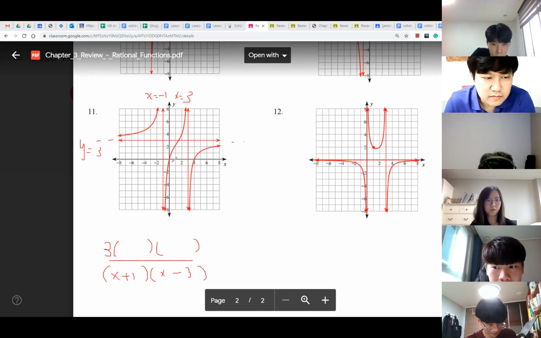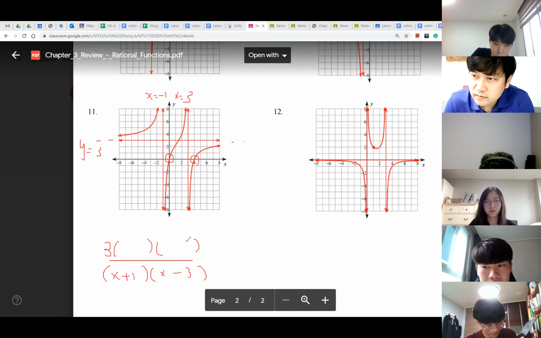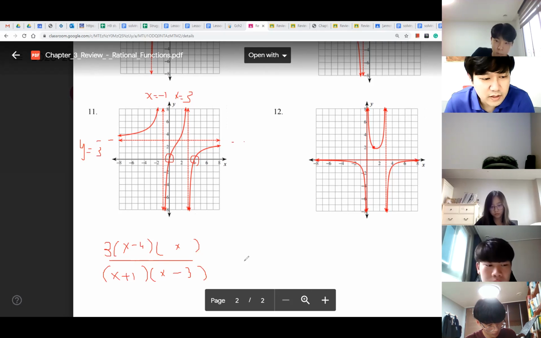x-intercepts at (0, 0) and (4, 0). Okay, so x-intercepts. What does that tell us? x and x minus 4. x minus 4, and then it's x here. Yep. That's it? Yeah. Okay, good. Now let's try this one.